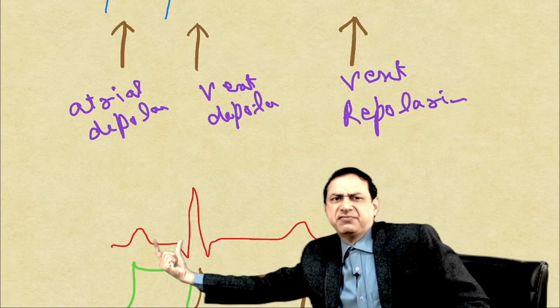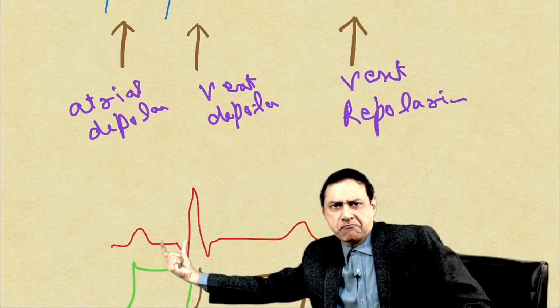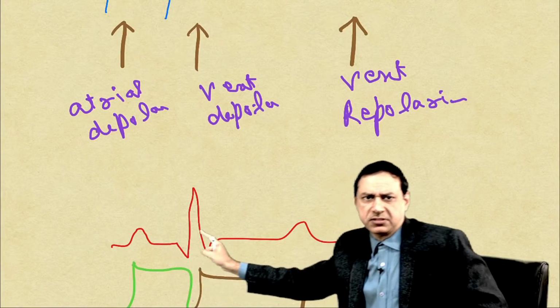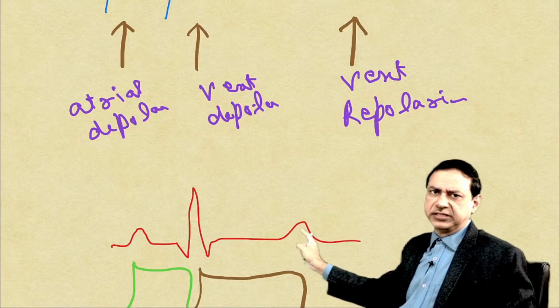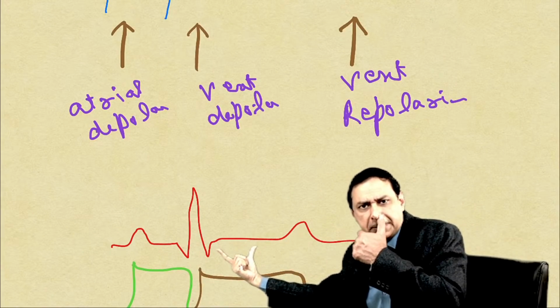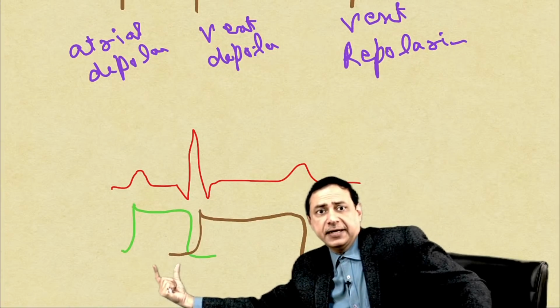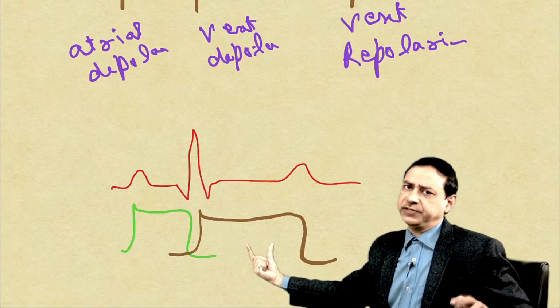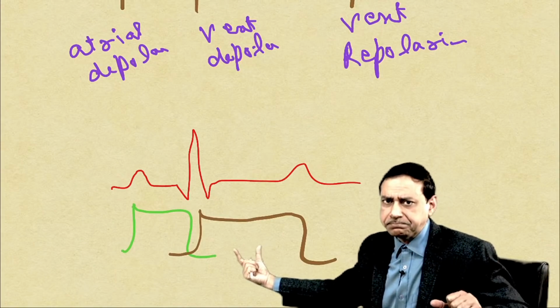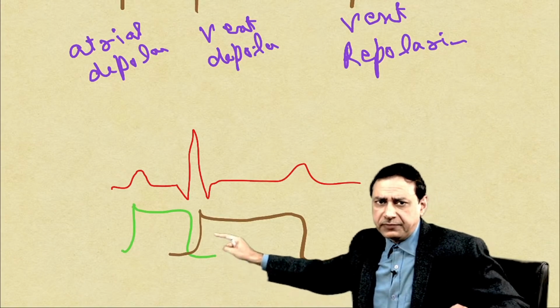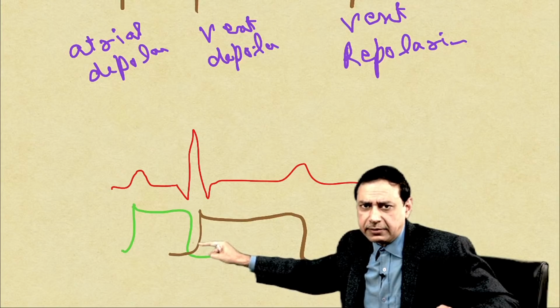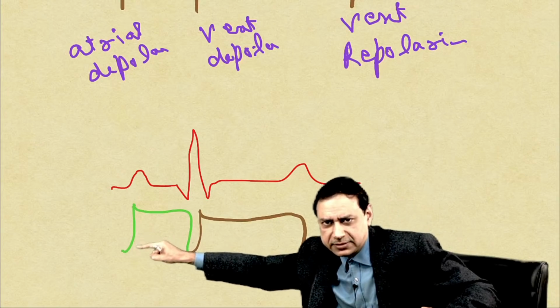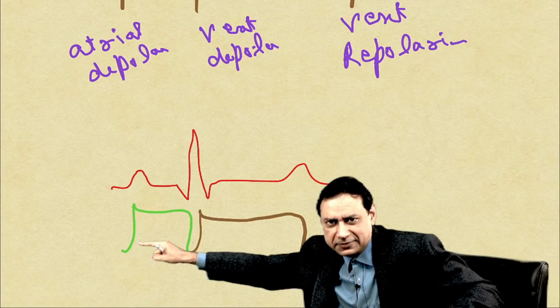So roughly this is atrial systole. This is ventricular depolarization, ventricular repolarization. So this is ventricular systole. Atrial action potential will lead to atrial systole. Ventricular action potential will lead to ventricular systole. So ventricular systole starts here. Atrial systole starts here. This okay?